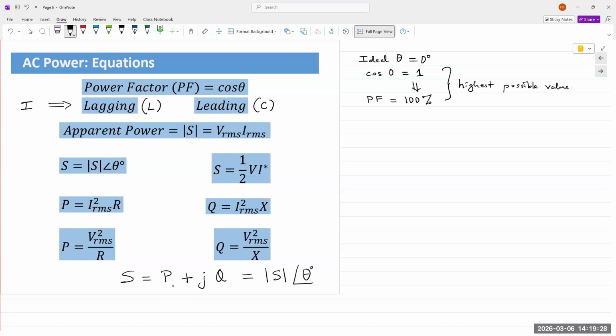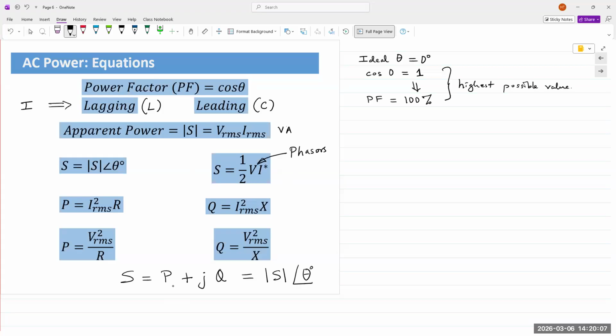So apparent power is the magnitude of S, given by the product of voltage and current. The unit is volt amperes, VA. Total complex power has a unit of volt ampere, hence the magnitude of the complex power is also VA. Some other equations: S can also be determined by this equation, half times the product of V and I conjugate. These are phasors.